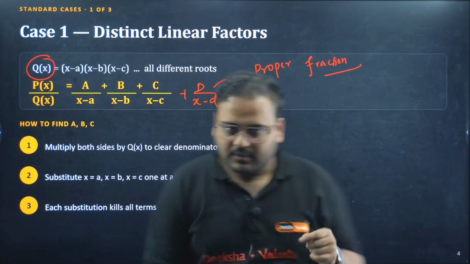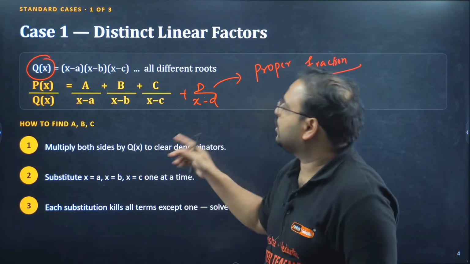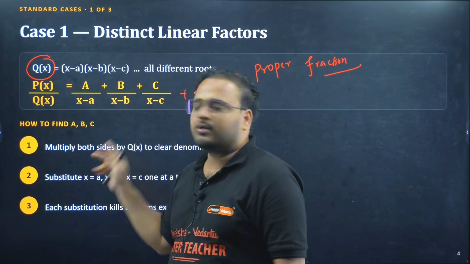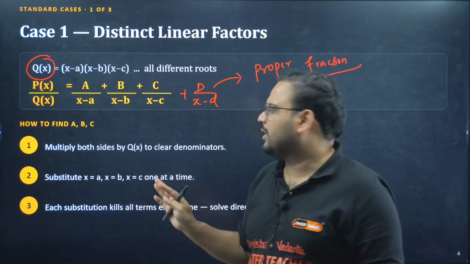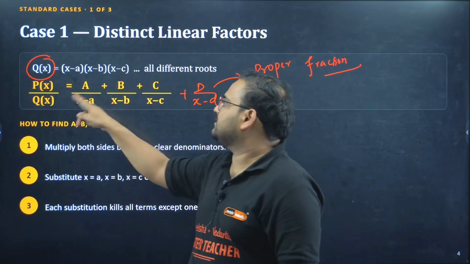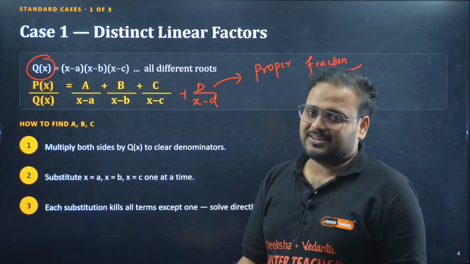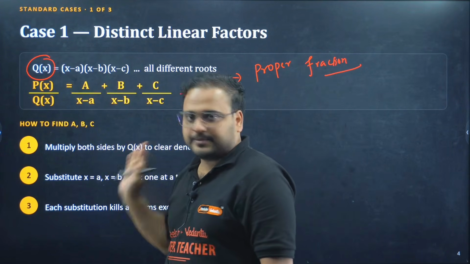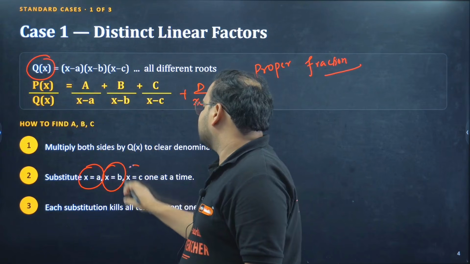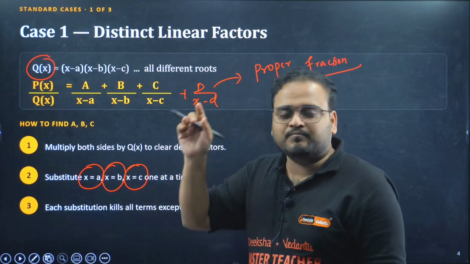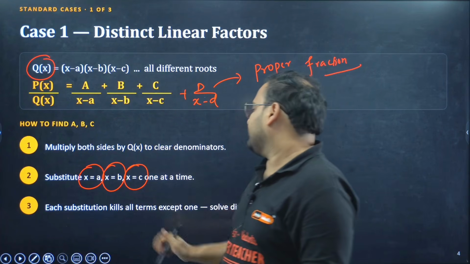Clear? Okay, so how to find A, B, C? Multiply both sides with q(x) to clear denominators. Basically, you have to take the LCM, the same way you add fractions. Then you have to compare the numerators only. Once you compare the numerator, you put x as a, x as b, x as c to eliminate two other variables, keeping one intact and finding the value.